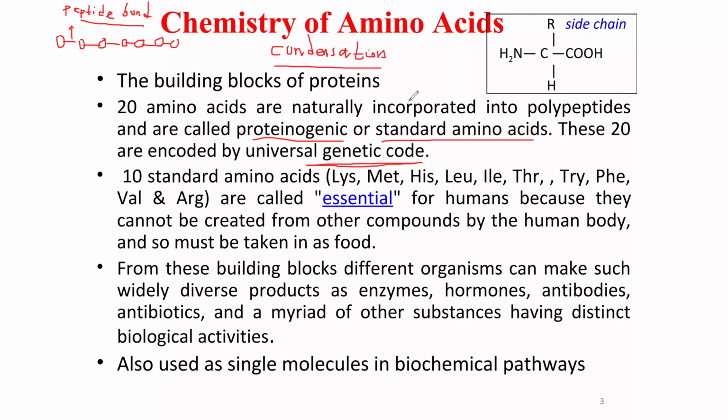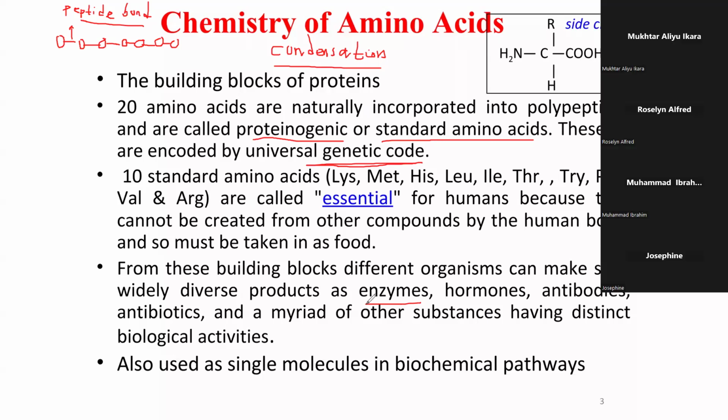Most of these reactions are catalyzed by enzymes, and these enzymes are proteins. Although not all enzymes are proteins, at least more than 99.99% of the enzymes are proteins. So it means they are synthesized from the amino acids. And of course, some of these amino acids are also used in the synthesis of hormones.